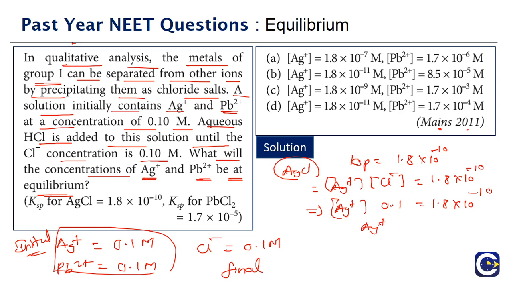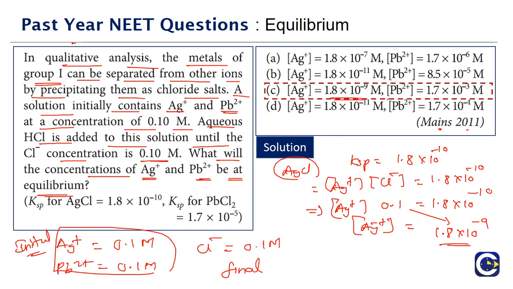So the equilibrium concentration of Ag+ will be, if you take this 0.1 to the other side, it goes to the denominator, so it will come as 1.8 into 10 power minus 9. That is the equilibrium concentration of Ag+. By this itself we will be able to conclude the answer, because the 1.8 into 10 power minus 9 is in option C.